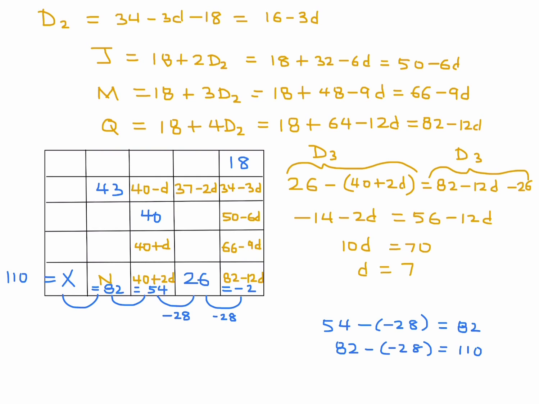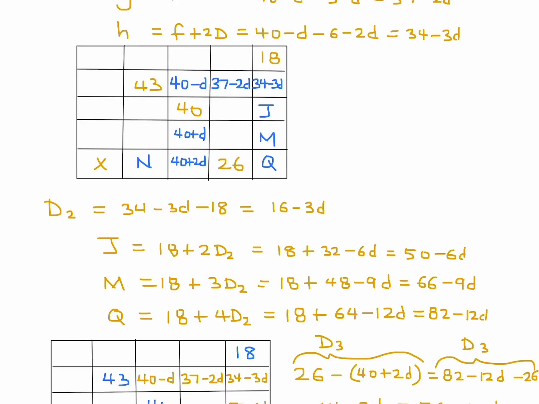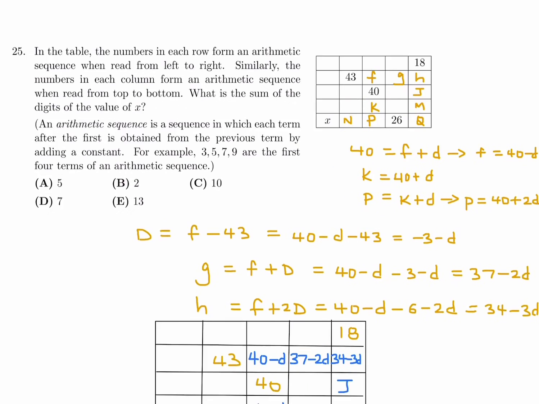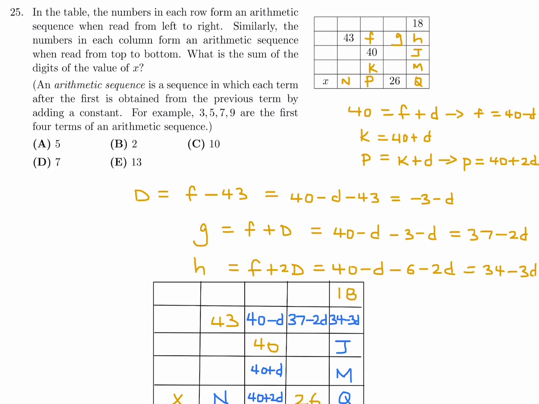And then they want you to find the sum of the digits of x. Well, the sum of the digits are 1 plus 1 plus 0. And that is, of course, 2. So the answer to this question, number 25, is B.